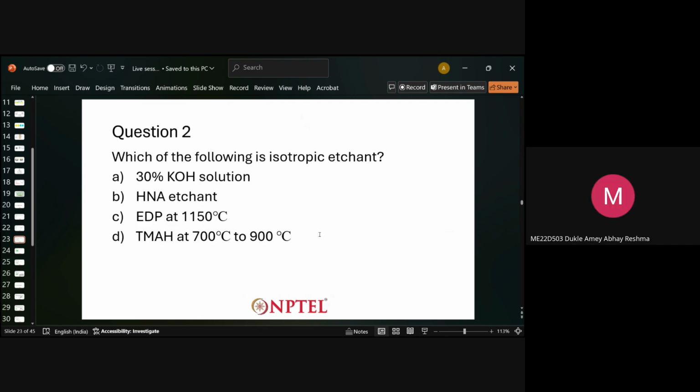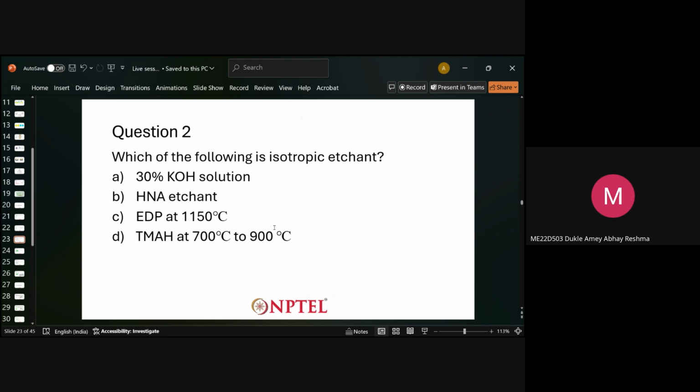Okay, sir. So we'll move to the next question. Which of the following is an isotropic agent? 30% KOH solution, HNA agent, EDP at 1150 degrees Celsius, TMAH at 700 degrees Celsius to 900 degrees Celsius. So as I said, isotropic and anisotropic. Isotropic will etch in all the directions. Anisotropic is basically it will give a specific direction. So in this, basically we obviously heard about KOH. We also read about TMAH. These are both most preferred agents. So obviously they will be anisotropic agents.